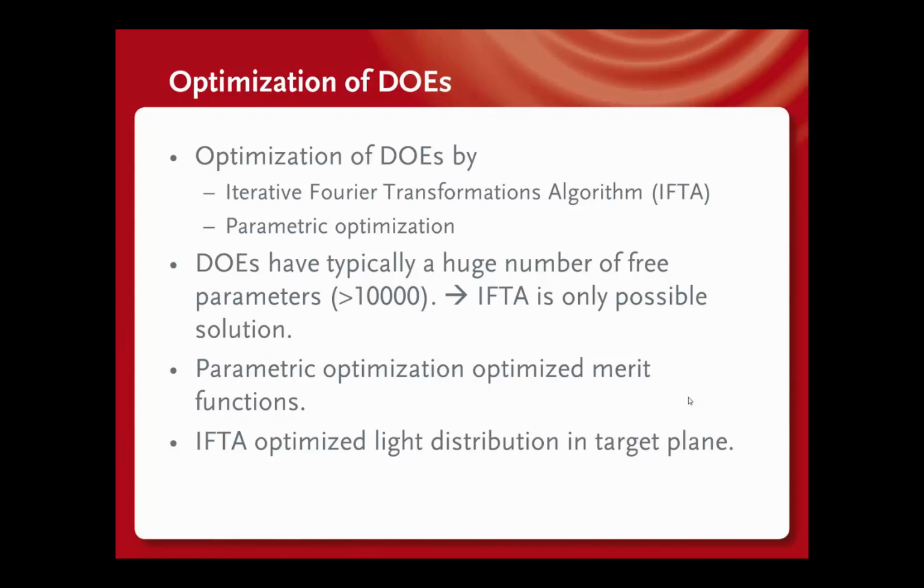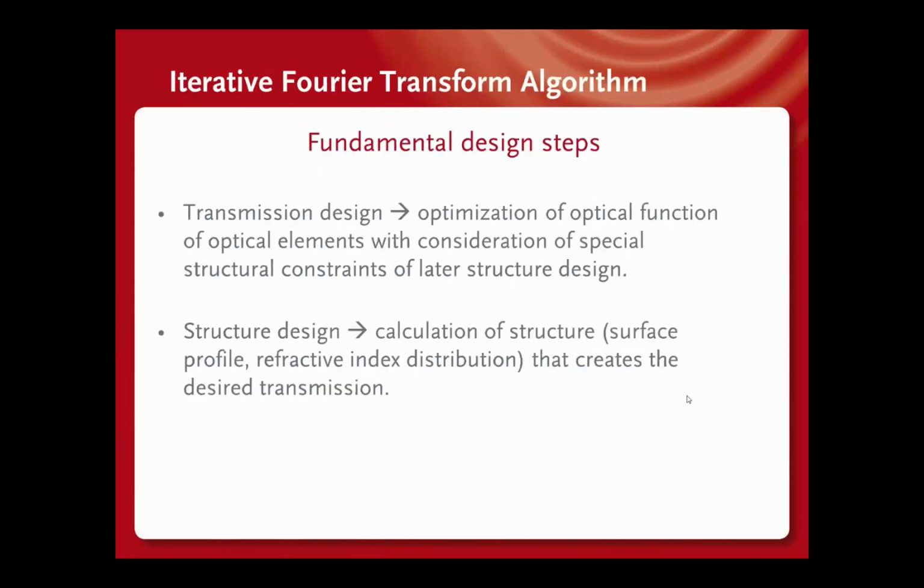So there's no need to define merit functions. The IFTA algorithm is typically done in two steps. The first step is a so-called transmission design. It means we optimize the optical function of an optical element, a DOE, and we already take into account some constraints of the fabrication process, for example, discrete pixels or discrete height levels that we can fabricate. And the second step is the calculation of a height profile or of a refractive index distribution from this transmission function.